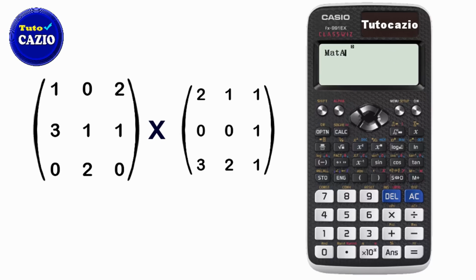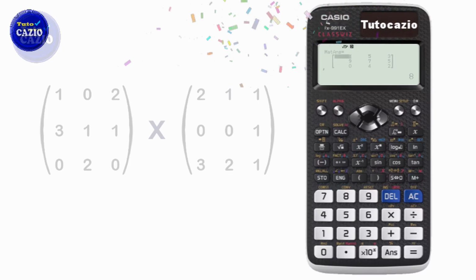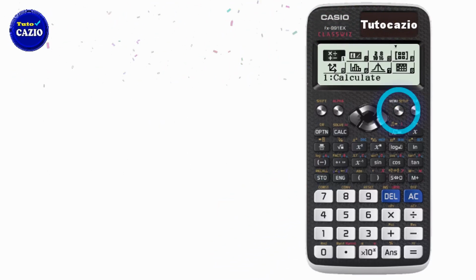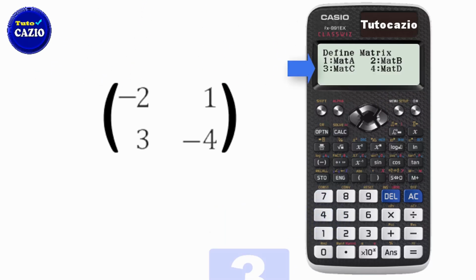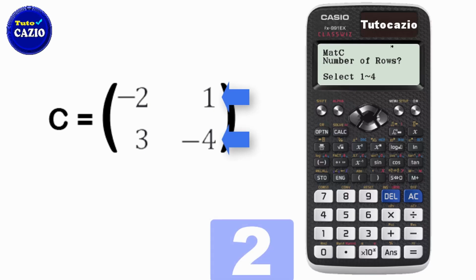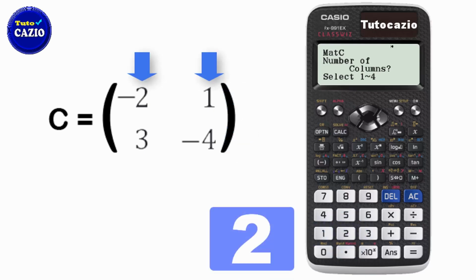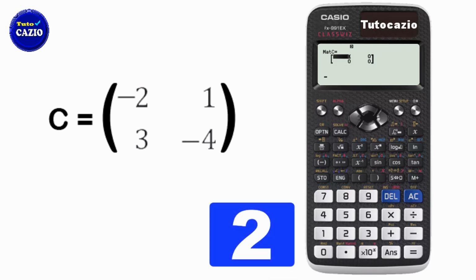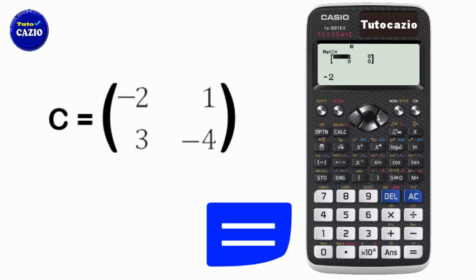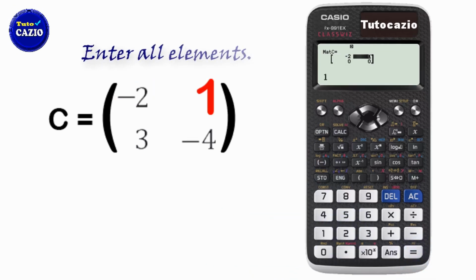Ready? Alright, first things first. Let's awaken the matrix beast in our CASIO. Let's define the first matrix, say, Mat C. It has 2 rows and 2 columns. Perfect, matrix C is ready.